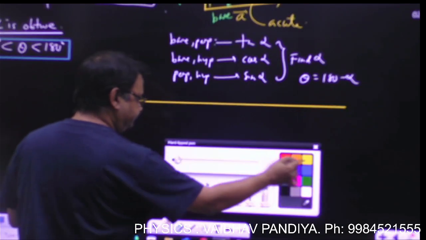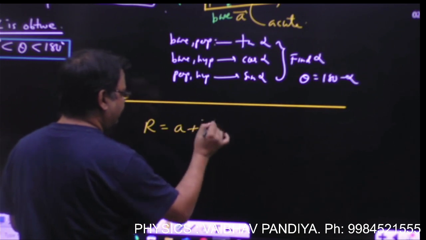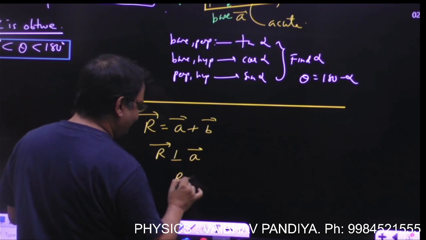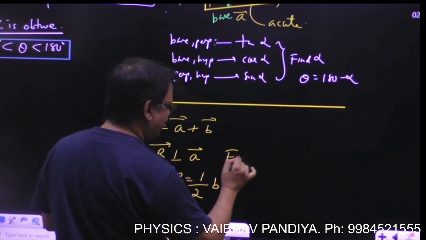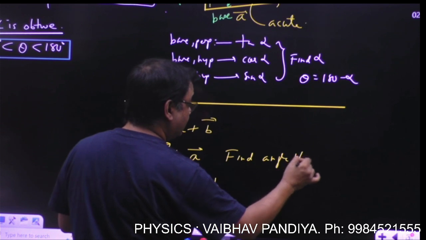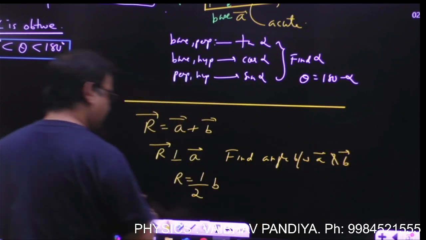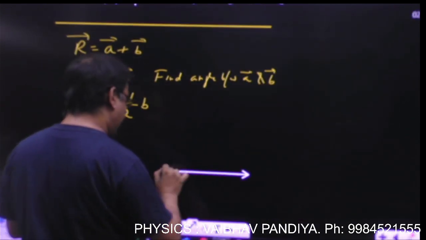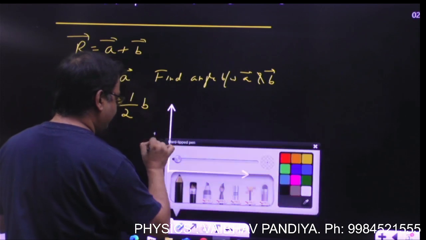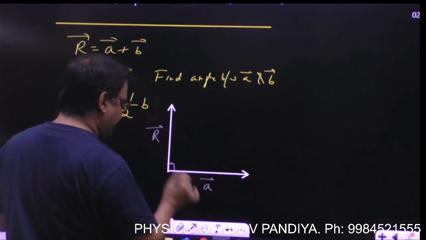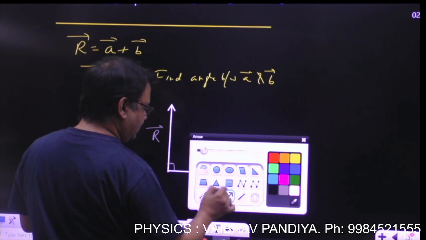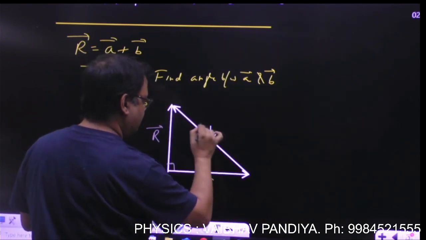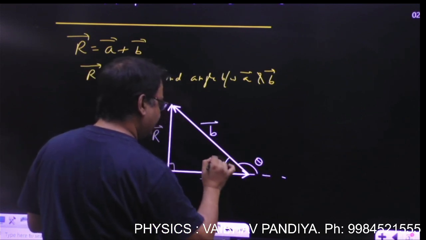An illustration. Suppose we are given R is equal to A plus B, and R is perpendicular to A, and the magnitude of R is half of B. Find the angle between A and B. First of all we will make the figure. I'm making the first vector and the resultant. That is the way we draw the figure. This is R, this is A, this is 90 degrees. Now I will make vector B, something like this. And this is the vector angle. Let this angle be alpha.